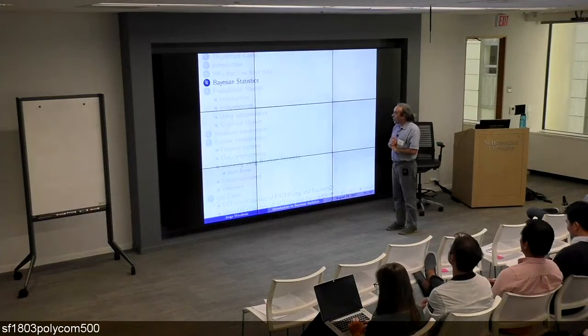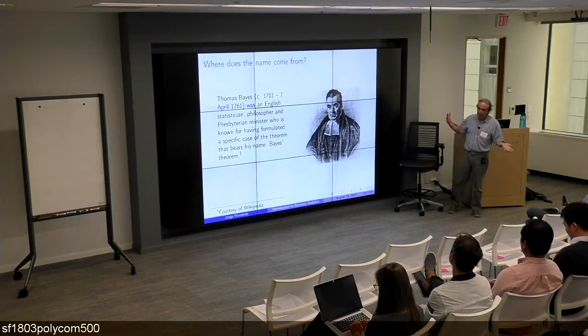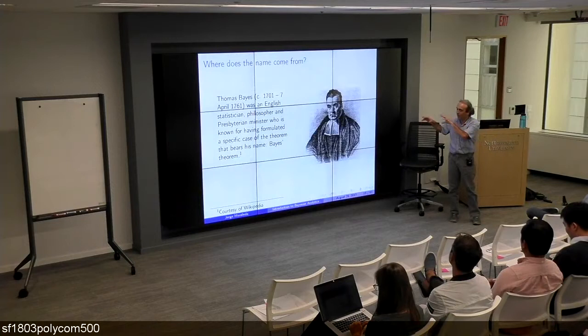So Bayesian statistics. What is the word Bayesian? It comes from Thomas Bayes. He was an 18th century, actually a minister. He had a parish or something like that in the UK. But one of his hobbies was doing mathematics, and statistics in particular.